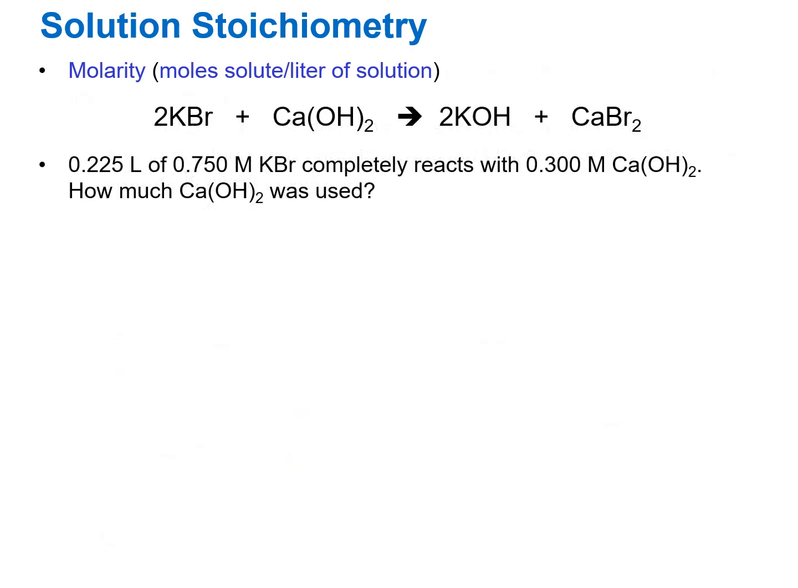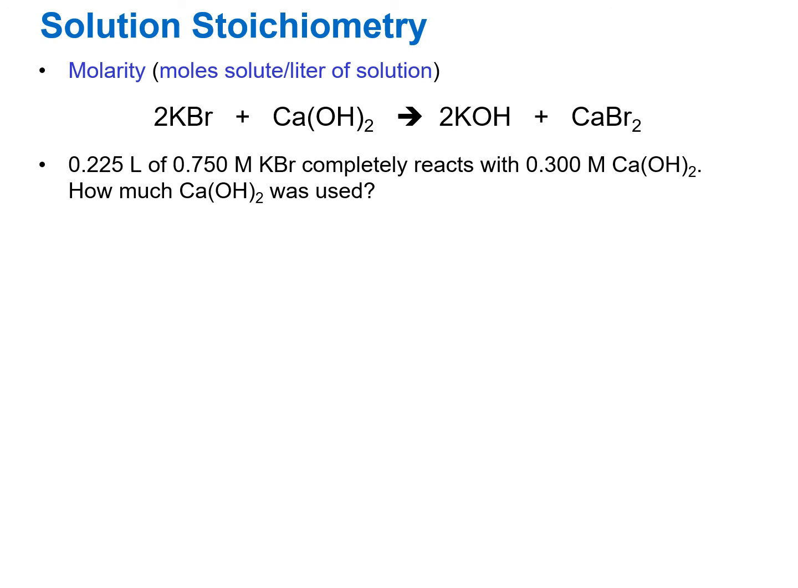So let's put this concept of solution stoichiometry to the test. So we have this balanced equation where we have 2 potassium bromides interacting with calcium hydroxide, and we get 2 potassium hydroxides and a calcium bromide. Now what we're being asked is this: if we have 0.225 liters of a 0.750 molarity potassium bromide solution reacting with a 0.300 molarity calcium hydroxide solution, how many liters of calcium hydroxide were used?